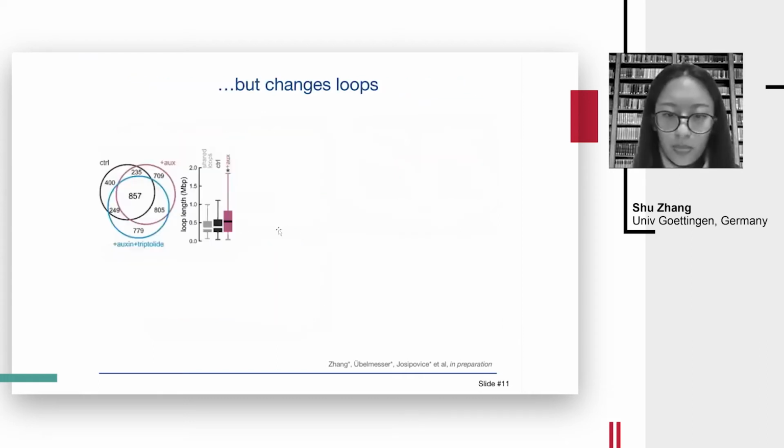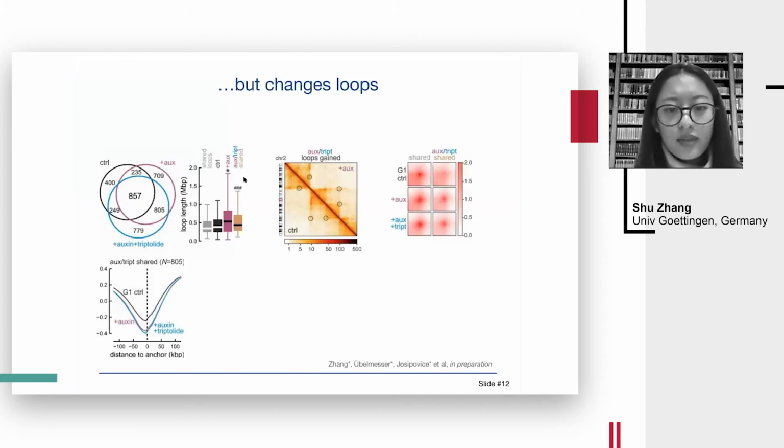After analyzing all the loops, to our surprise, we found more than 800 loops that only exist in degradation samples. These loops are significantly longer than control loops. The aggregate peak analysis shows these loops have quite a strong signal, and the loop anchor analysis shows they have very strong insulation. So, longer than control loops, with a strong signal and strong insulation, this says that after removing Pol II, some new CTCF-based cohesin loops are formed.